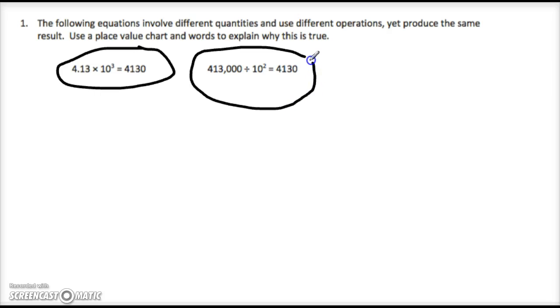So let's go back and look at it. This is an equation, and this is an equation. And they're saying they involve different quantities, meaning the equation on the right starts with this number, 413,000, and the equation on the left starts with this number, 4 and 13 hundredths. And then it says they use different operations. And we can see that here in the equation on the right is division, and the equation on the left is multiplication.